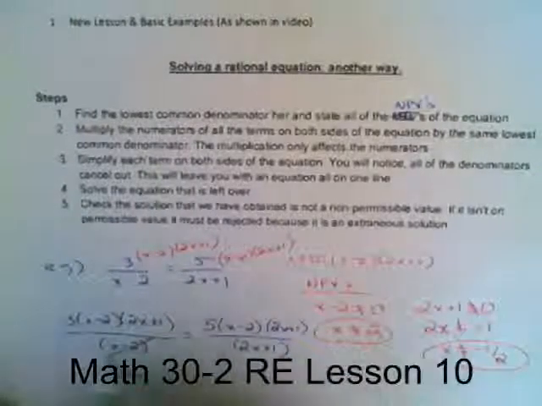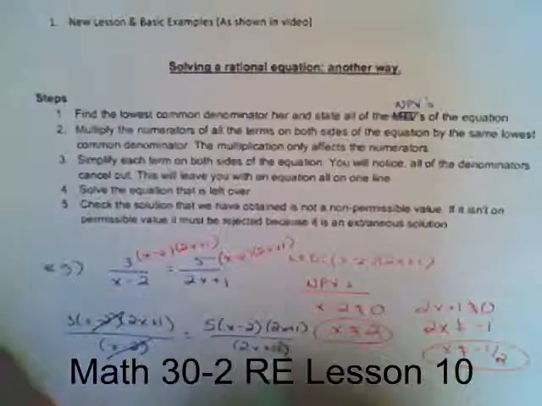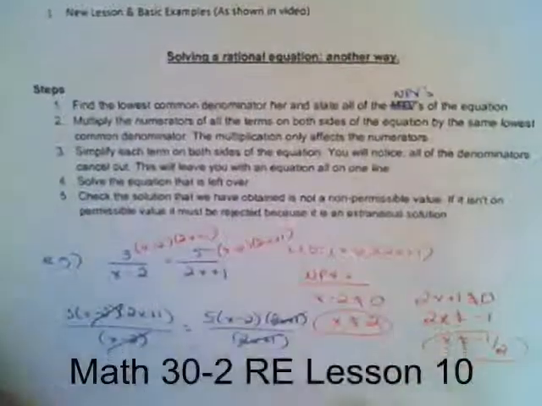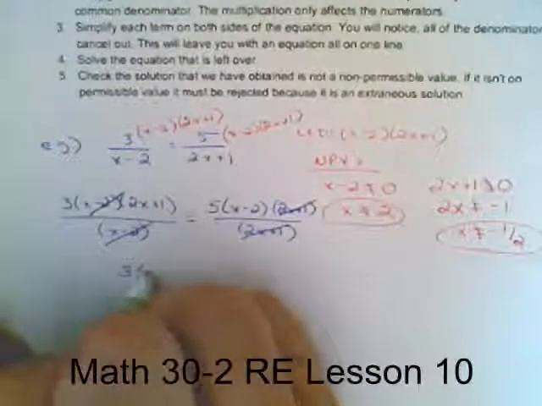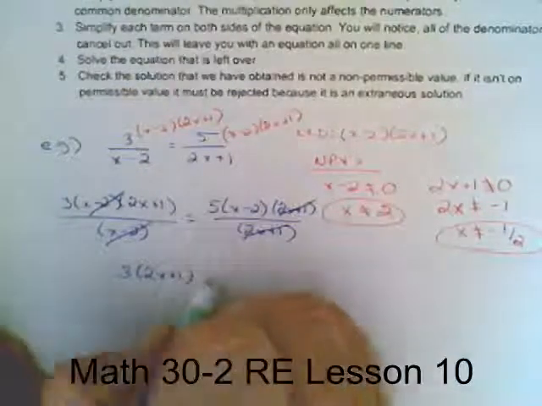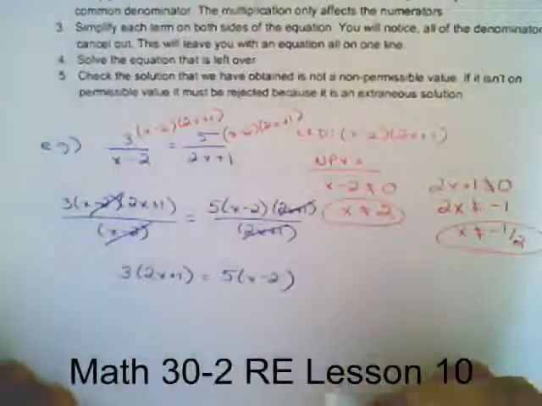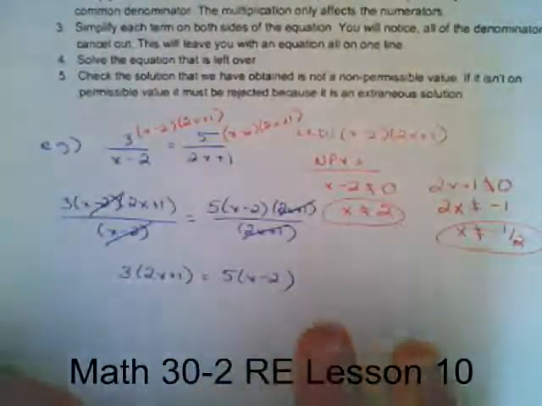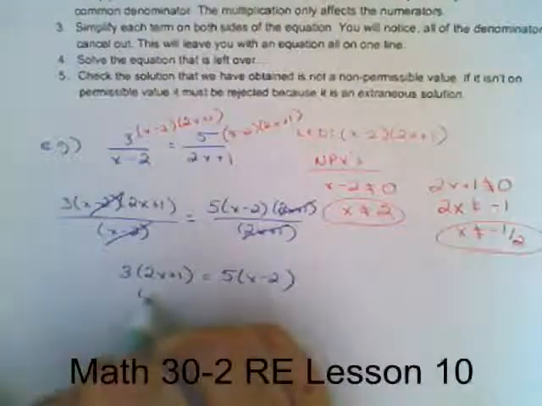And what I will notice is here the denominators cancel with that x minus 2. Here the denominators cancel with that 2x plus 1. So I'm left with 3 times 2x plus 1 equals 5 times x minus 2. It's not magical now where the denominator went, it cancelled out. So now I just solve what's left.